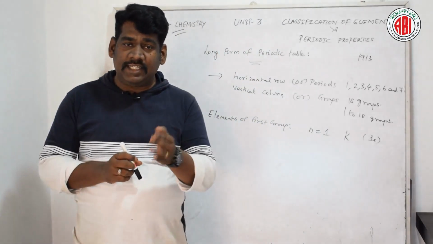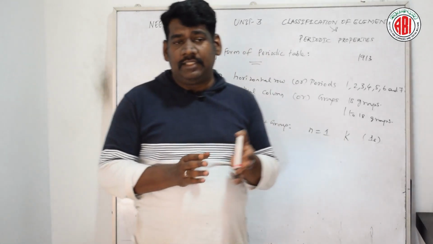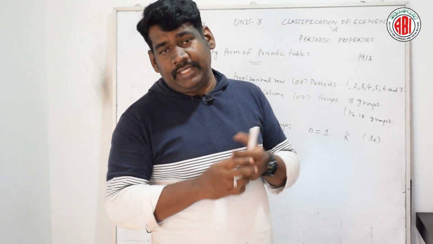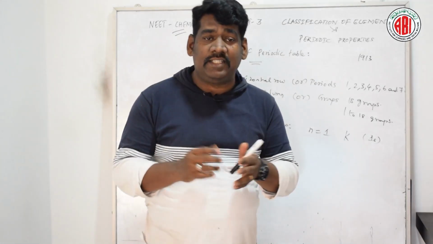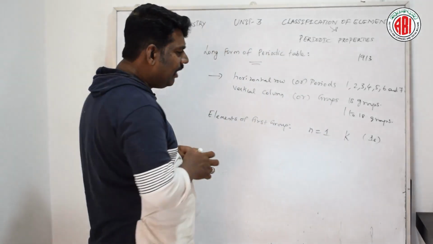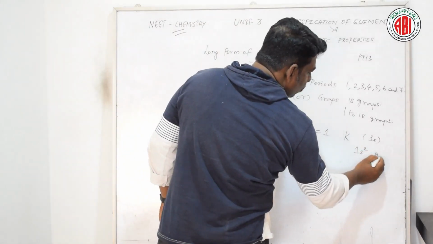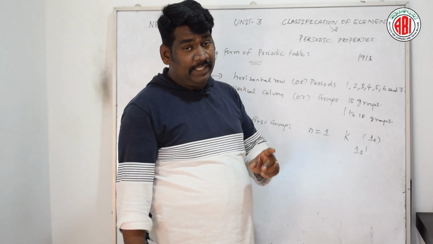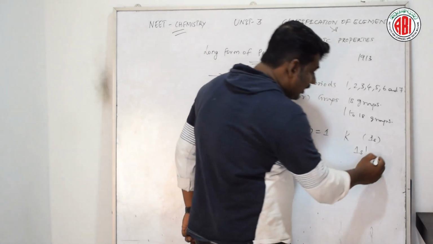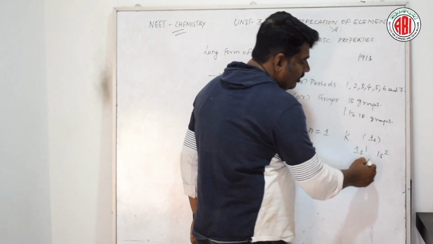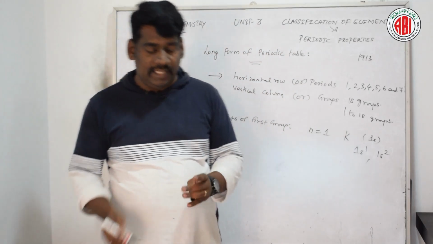So this is the first energy level, the first period that could contain 2 elements. They are called hydrogen and helium. That could be denoted as 1s1 and 1s2, like hydrogen and helium.